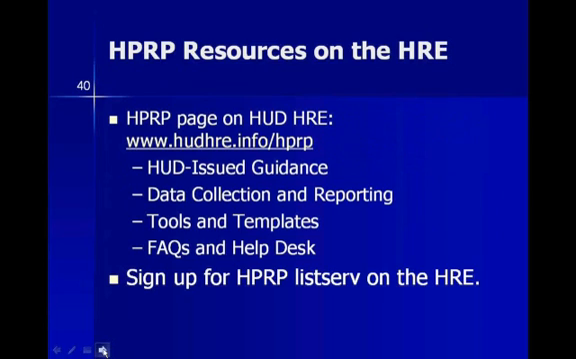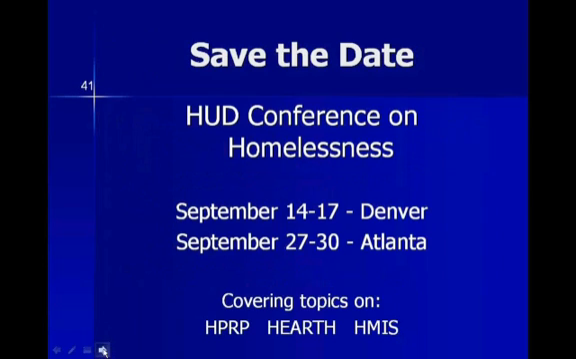On the next slide is just an announcement, or kind of a reminder, for the upcoming HUD conference on homelessness. We're holding two conferences. One will be in Denver and one will be in Atlanta. The dates are up on your screen. The Denver conference is September 14th through 17th, and the Atlanta conference is September 27th through 30th. These are not just HPRP meetings. We will cover some HPRP information, but we will also cover HARS and HMIS as well.